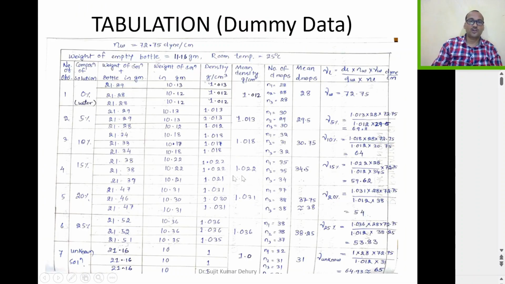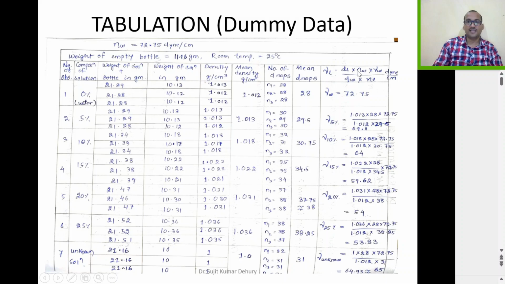So here is the dummy data, as you can see. Let's discuss one, 0% or water. Here the weight of solution and bottle in gram is, let's say, 21.29, and the weight of solution is 10.13 gram. So the density is found to be 1.013, and then you can find out the number of drops for water. It is found to be average, let's say, 28.